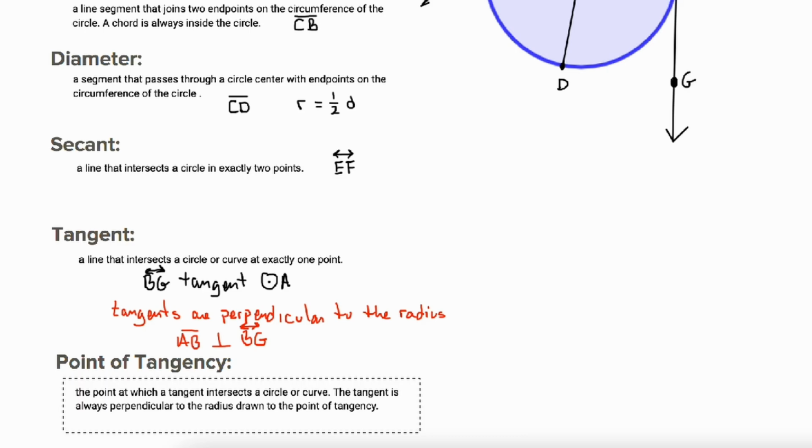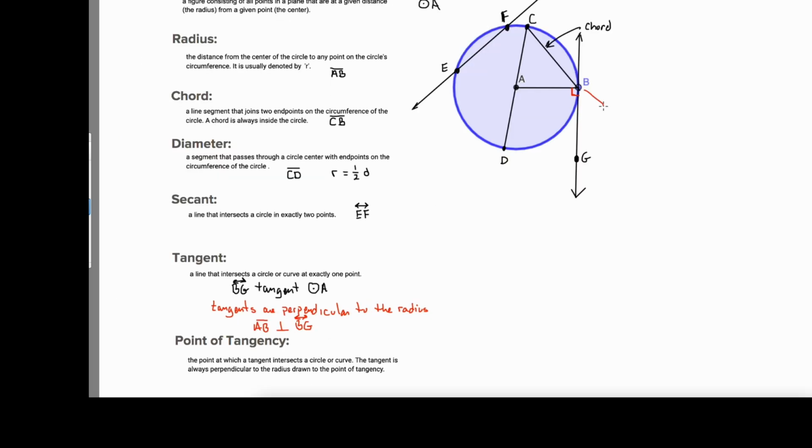Okay, so the point of tangency is the point at which a tangent intersects a circle. So right here, that is the point of tangency. And the tangent is always perpendicular to the radius drawn to the point of tangency. Kind of already covered that. So this point B right here is the point of tangency. Could have really rolled this into one definition, but oh well. Point of tangency. Very good.